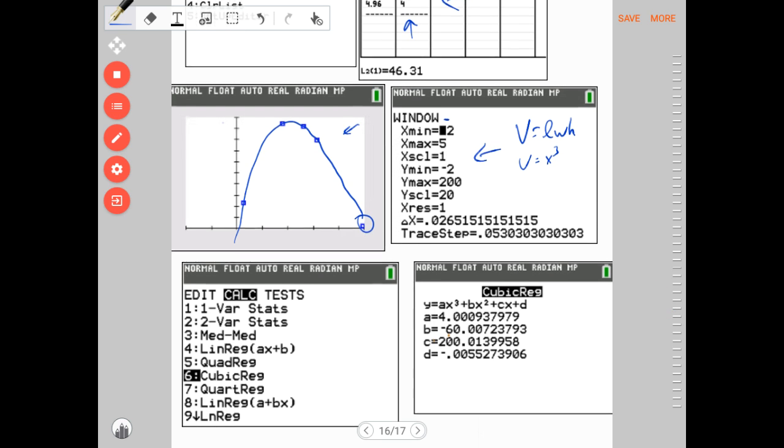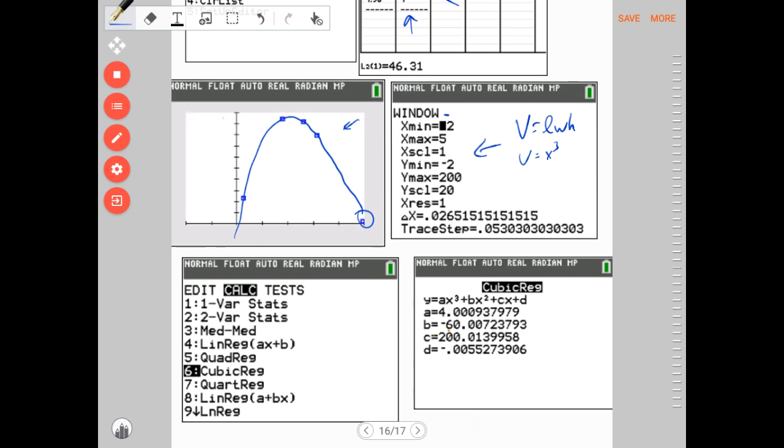Anyways, we do the same kind of procedure as we did before, except when we go into the Calc Edit menu, we want to do a cubic regression instead of a quadratic or a linear. So a cubic regression, and when we do that, we get to that one screen, press Enter 5 times again, and then you end up with this as your equation.